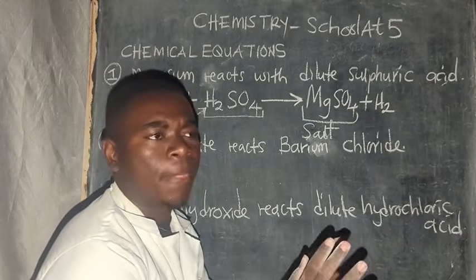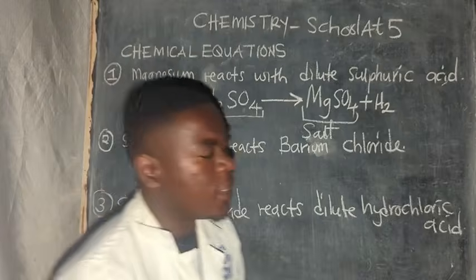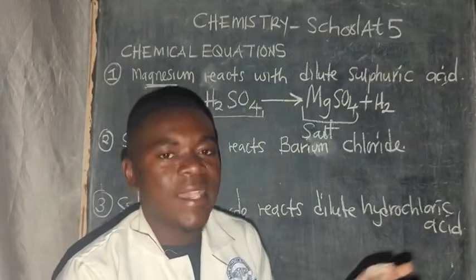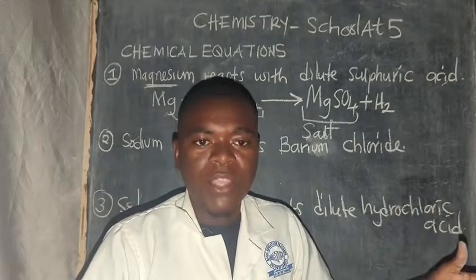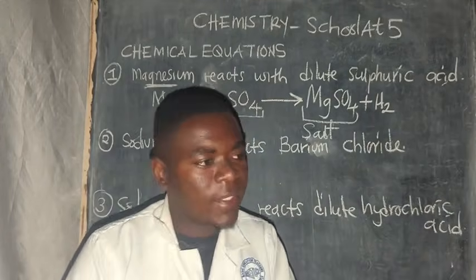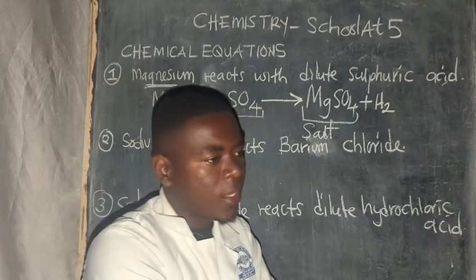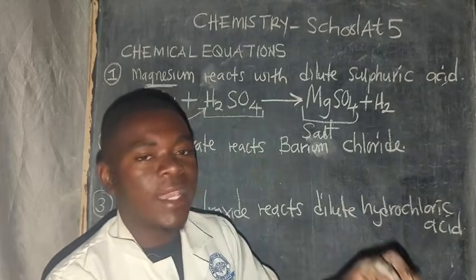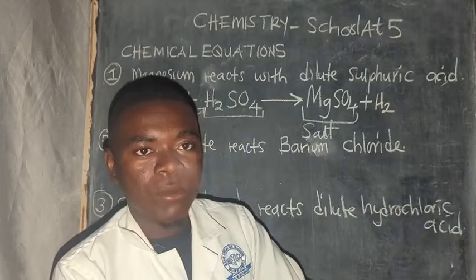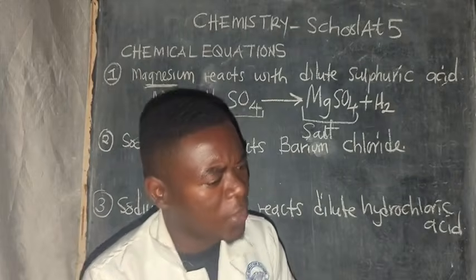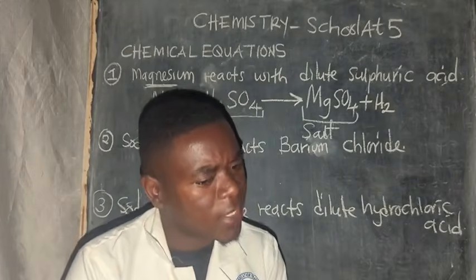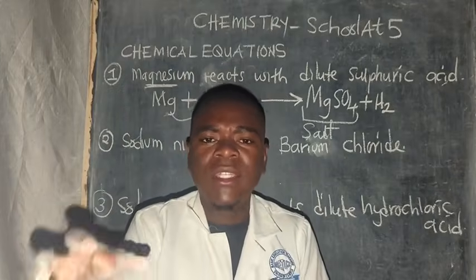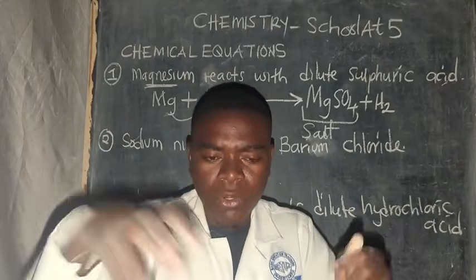Exactly like this. Even when I tell you that sodium reacts with nitric acid, what is produced? You already know the results. Nitric acid plus sodium: what is produced is sodium nitrate. Sodium nitrate is a salt, and hydrogen gas should also come out. So know this.